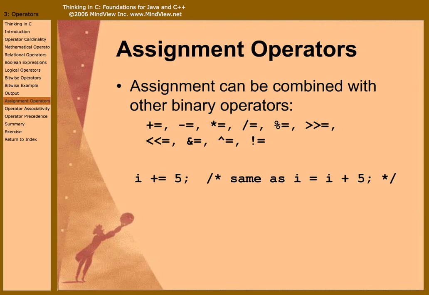Any of the binary operators in C can be used in a special assignment version, which is really quite convenient. Take a look at the bottom line of the slide for an example. I've written I plus equals 5. That's logically the same as if I had said I equals I plus 5, with the added benefit that it very likely will be more efficient. It will generate more efficient machine code.